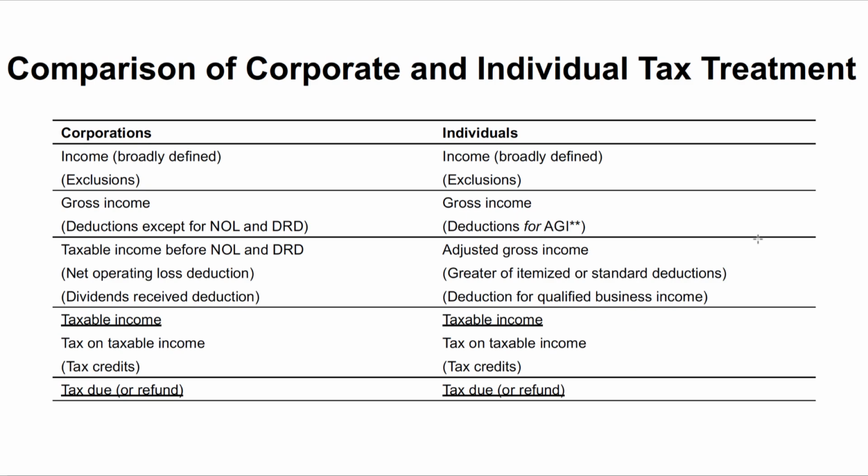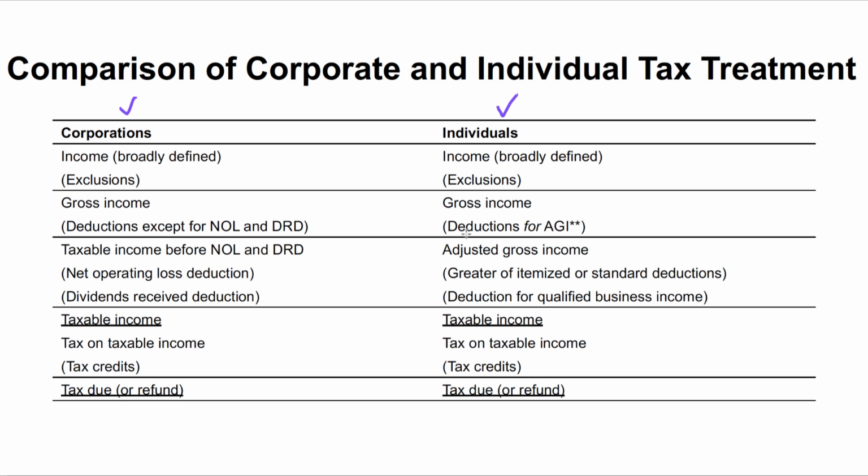So the starting point I like to do with the normal corporate operations is to compare and contrast the individual income tax structure with the corporate income tax structure. So on the left here, we have the corporate tax Form 1120 structure. On the right side, we have the Form 1040 individual structure. Now, what you're going to notice is there's some similarity, but there's lots of differences.